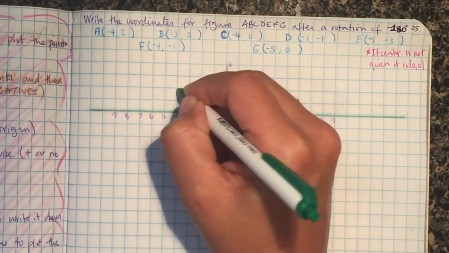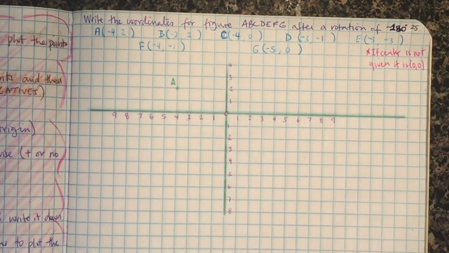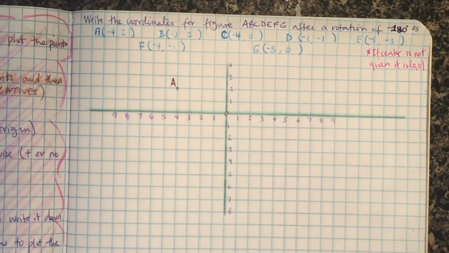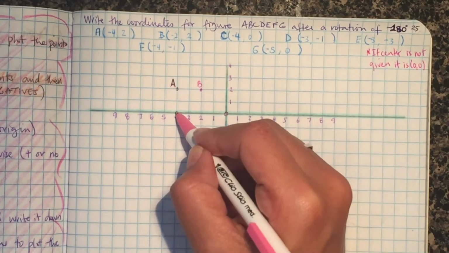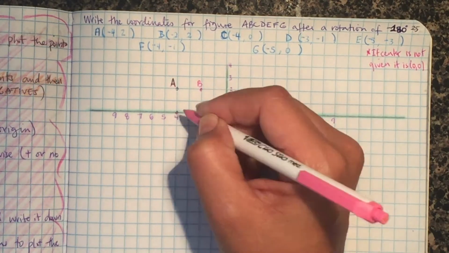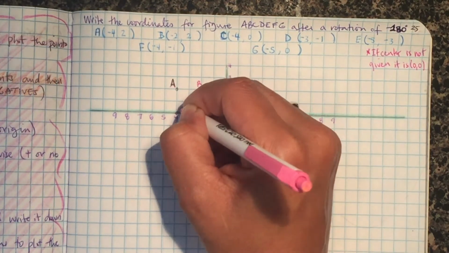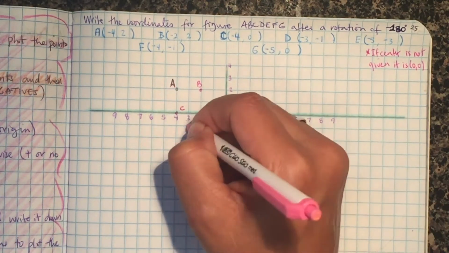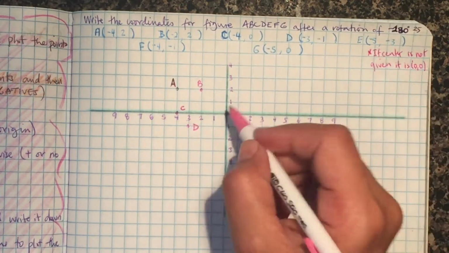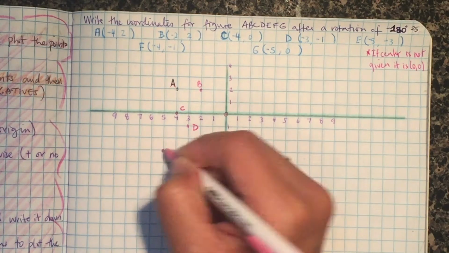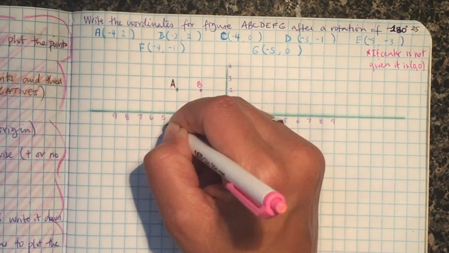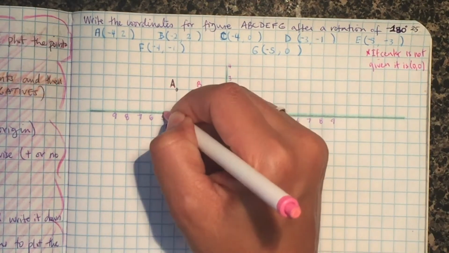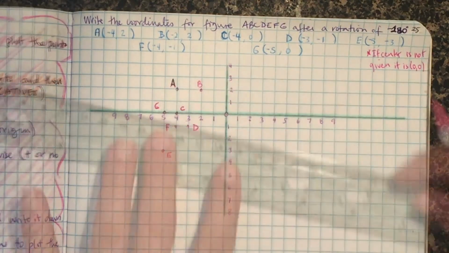Alright, so let's plot the points. So negative 4, 2, I'm going to go left 4 and up 2, and that's A. Left 2, up 2, that's B. Left 4, and then don't go up at all, or down, that's C. And then left 3, down 1, that's D. Left 5, and down 3, because they're negative, that's E. Left 4, down 1, that's F. Left 5, and don't move at all, is G.